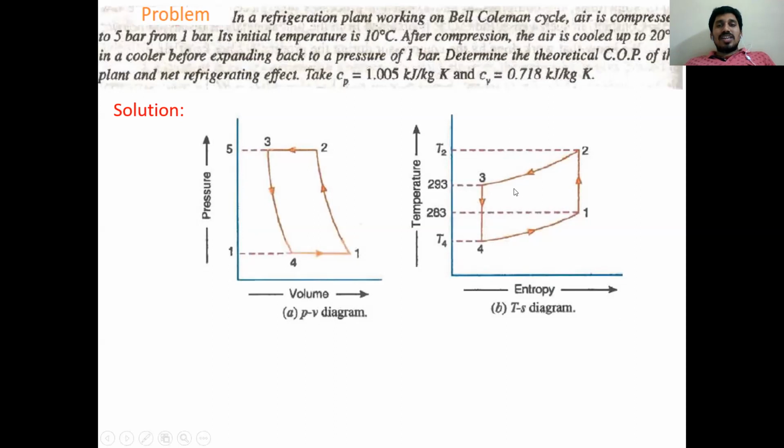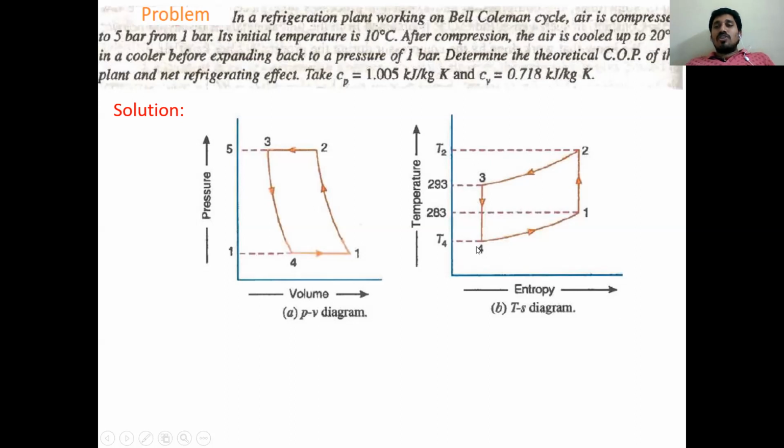If you see the TS diagram, two temperatures were given: T1 and T3. T1 is before compression, the starting point, which is 10 degrees Celsius, nothing but 283 Kelvin. After cooling, before entering the expander, the temperature T3 is 20 degrees Celsius, nothing but 293 Kelvin. So only these two temperatures were given.